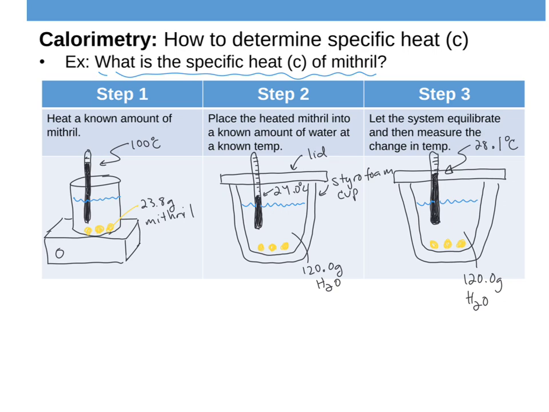So the first step is that you heat a known amount of mithril up. In this case, I know that it's 23.8 grams. You just weigh it out. And then you heat it to a known temperature.